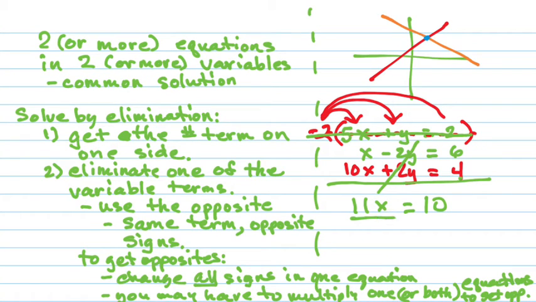So here we're going to solve it by dividing both sides by what? 11. And that's always going to be the only thing left to do, just divide by that coefficient, because your number's already on the other side. Okay? Which gives me x equals 10 over 11. Which is ugly, but it's a solution. And we're going to deal with it. We won't like it, but we're going to deal with it.